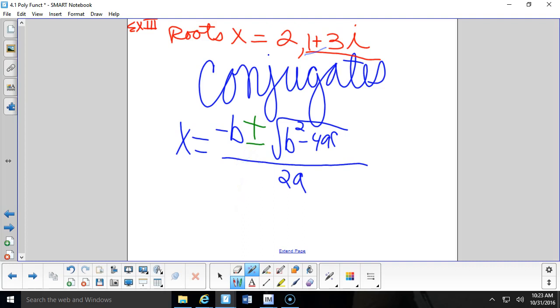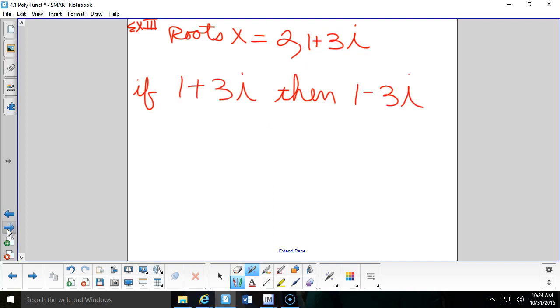So all on your own, and guaranteed I will do this to you, I'll ask you to find the polynomial where you know one of the complex roots. But if it's a complex root, its conjugate also occurs. Now that's not true with real numbers. I can just have a root of 2. Doesn't mean -2 is a root also. But if 1 plus 3i is a root, then we know for sure, because of that plus or minus, that 1 minus 3i is a root also.